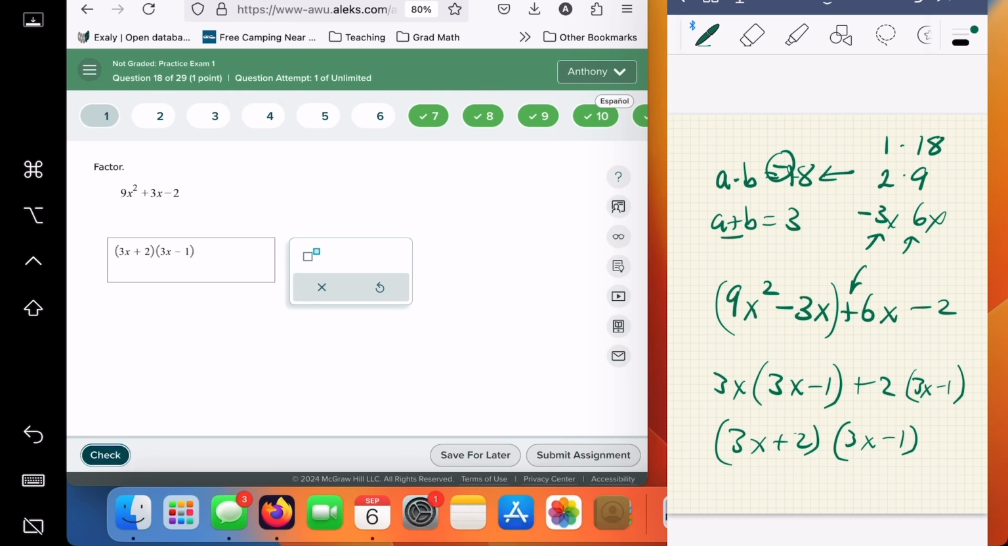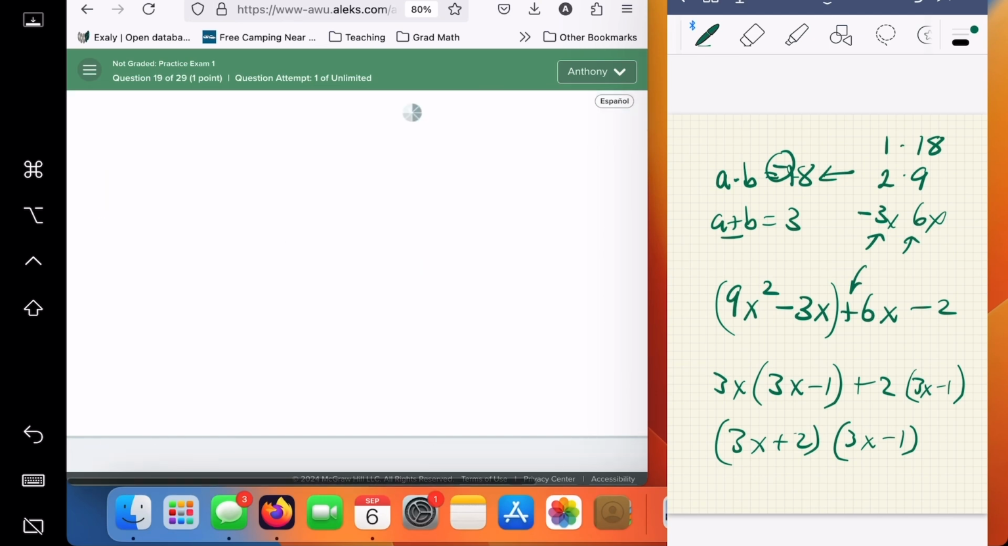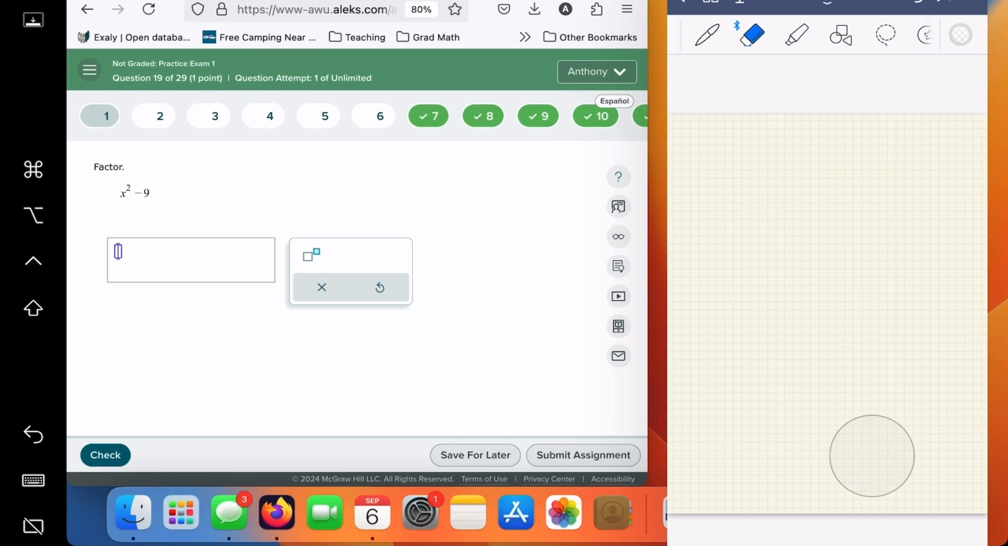Check. Continue. Great. Where are we at? 19 of 29. Oh, boy. All right. So remember, your actual test, by the way, it's only going to be 10 questions.